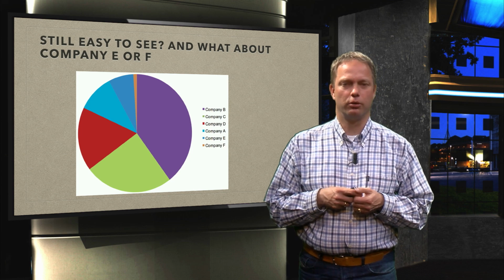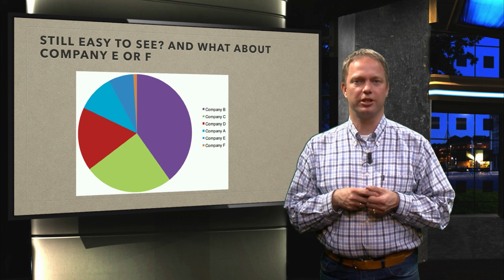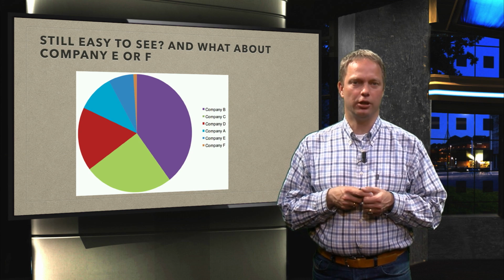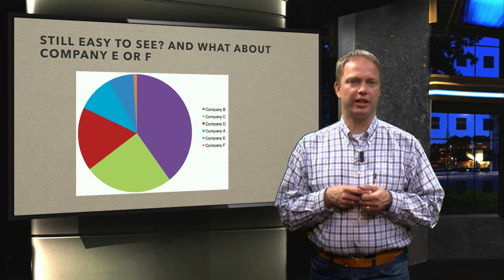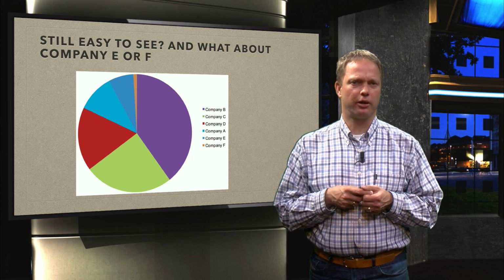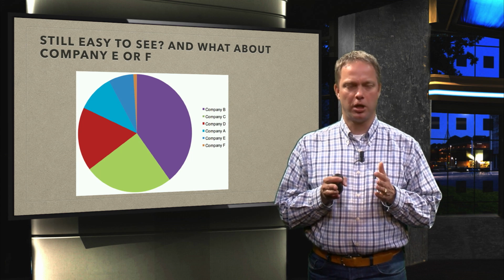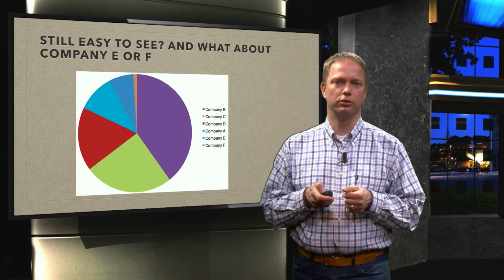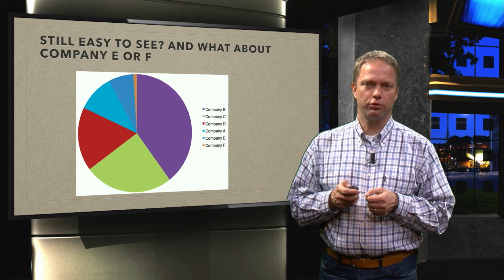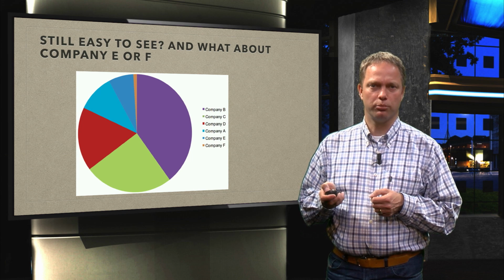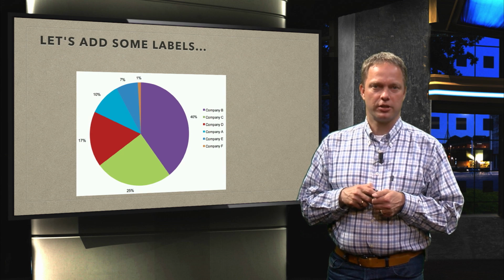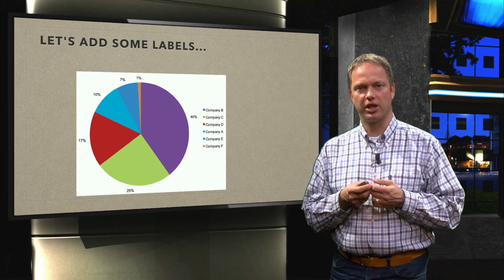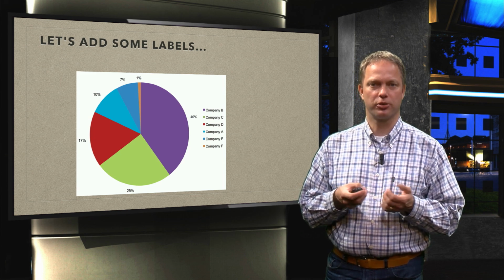if I would rephrase the question a little bit and say, could you tell me what are the values for company E or F? And now it's getting really complicated, because it's very difficult for us to say, well, that's maybe 1% or 2% or 6%. Actually, I don't know, I have no clue. But Excel to the rescue, we can add some data labels. So now at least we can say that company F is 1% and company E is 7%.